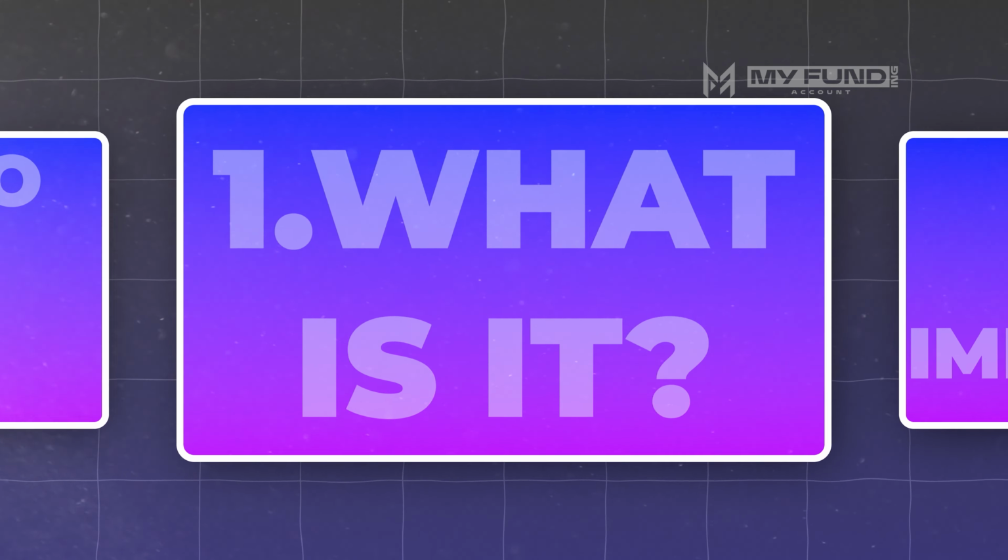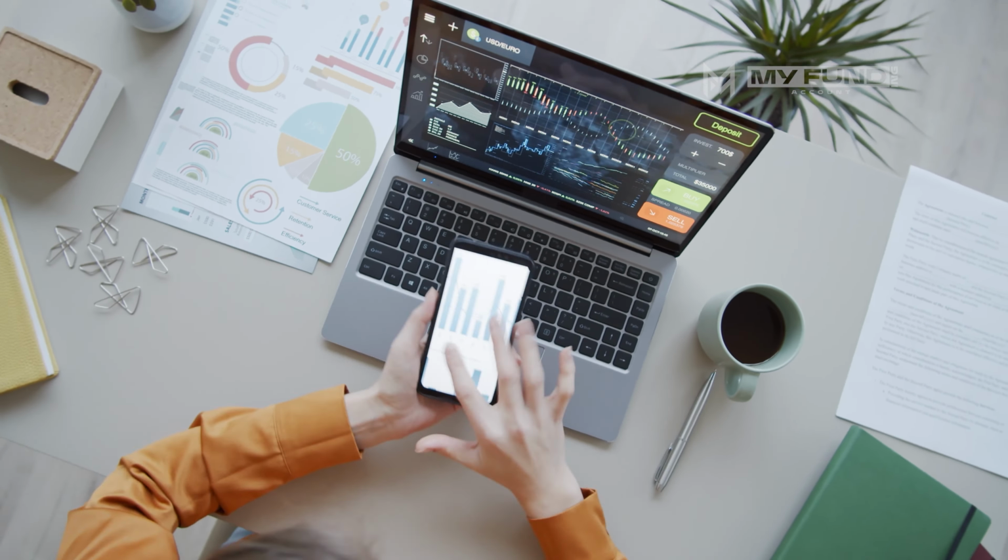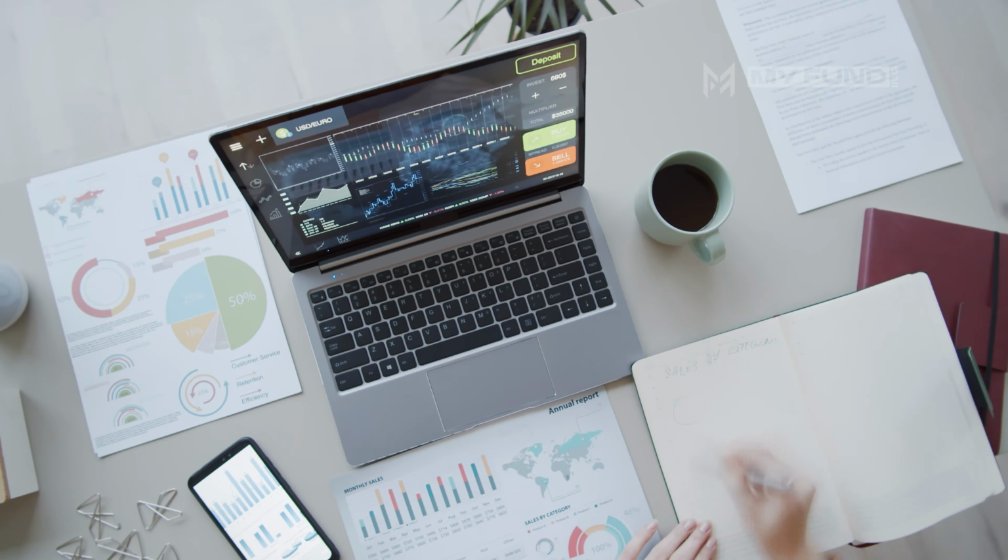Why you need a plan? Let's be honest, most people don't fail in trading because they lack a strategy. They fail because they lack discipline. Your trading plan is your map, compass and seatbelt all in one. It saves you money, it saves you stress, and most importantly, it gives you consistency, which is everything in trading.